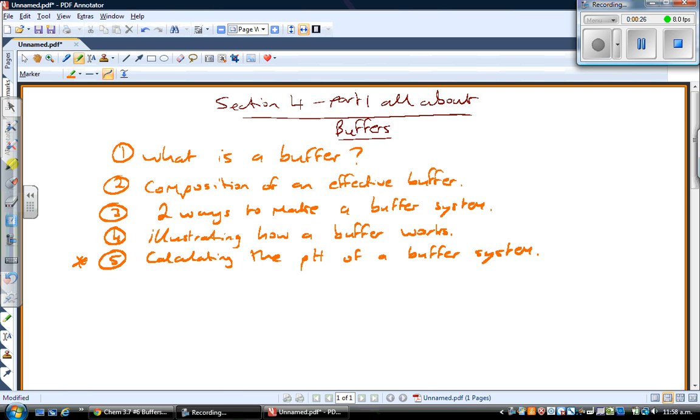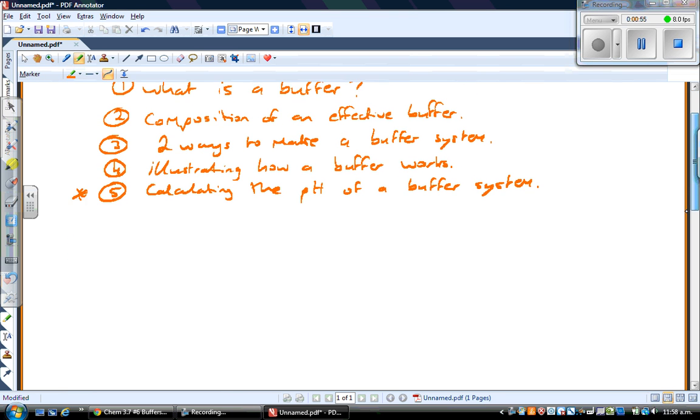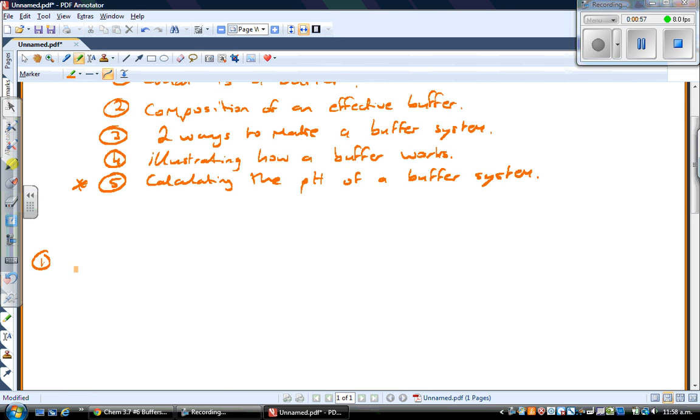So just the layout for this video, I'm going to first of all define what a buffer is, and I'll try to use the blood as a natural example of that. Number 2, we're going to look at the composition of an effective buffer. Number 3, two ways to make a buffer system. Number 4, illustrating how a buffer system works, which is basically writing equations. And number 5, with an asterisk beside it, because this is the main thing that comes up in exam papers, is to calculate the pH of a buffer system. So if we just start off with section 1, which is what is a buffer.